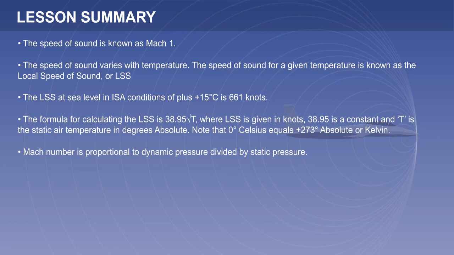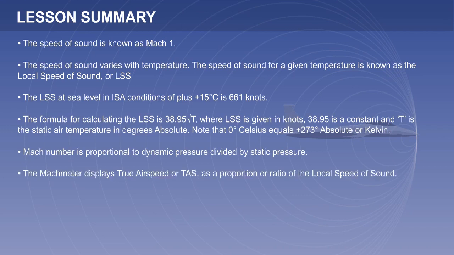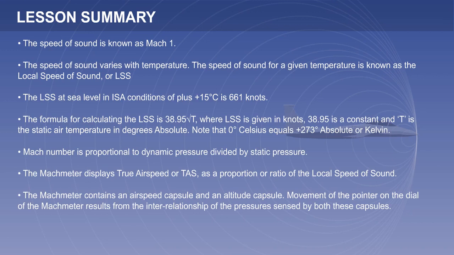Mach number is proportional to dynamic pressure divided by static pressure. The Machmeter displays true airspeed, or TAS, as a proportion or ratio of the local speed of sound. The Machmeter contains an airspeed capsule and an altitude capsule. Movement of the pointer on the dial of the Machmeter results from the interrelationship of the pressures sensed by both of these capsules. The ratio arm moves the ranging arm, which moves the pointer.